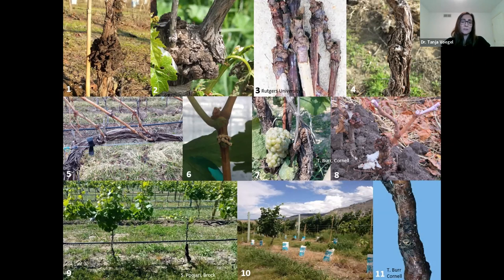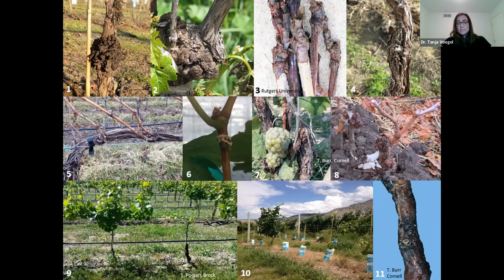Number 6 are symptoms, how I see them when I inoculate grapevines in the greenhouse. And we have 7 and 8, those are galls in nursery material. And then photo 9 shows symptoms in a vineyard. So the left vine is a healthy one and the right one is heavily infected with crown gall. And you see the gall at the base of the rootstock here. And this gall reduces the water flow to the canopy and you see this reduced growth and crown gall symptoms.